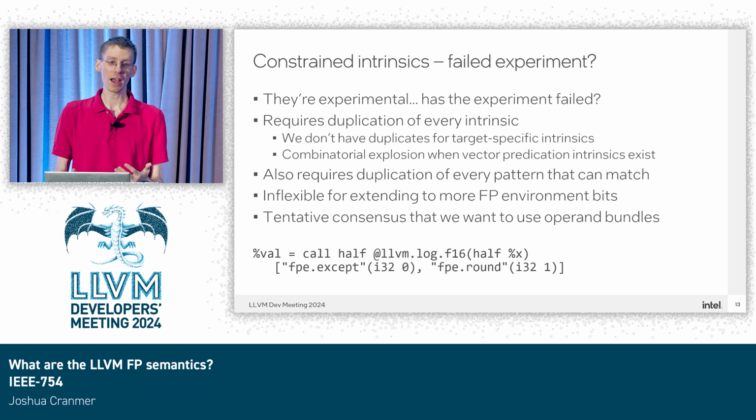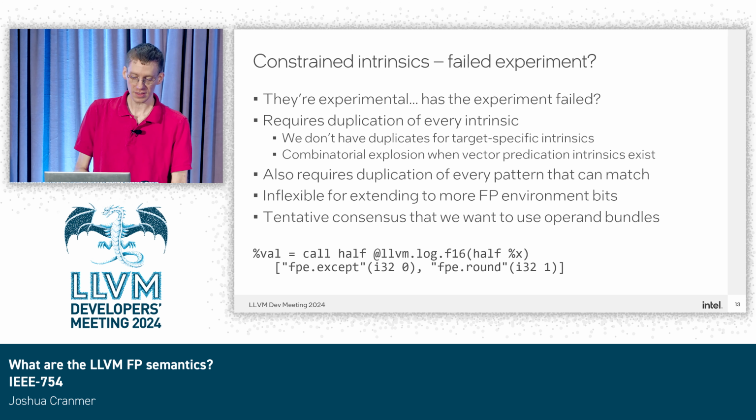The primary problem you have, of course, is that there's a lot of duplication. This really became apparent when we added the vector predication intrinsics, because now you have to have 4 sets of intrinsics for every operation. One with constrained intrinsics, one with vector predication, one with both, and one with neither. And this becomes even worse when you have target-specific intrinsics, which don't have any of those variations in the first place. I don't think any of the backends have ever actually added a constrained version of any of their target-specific intrinsics.